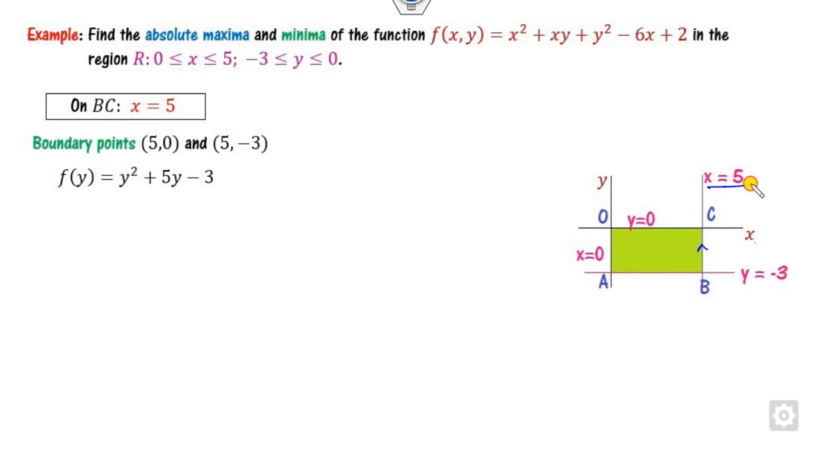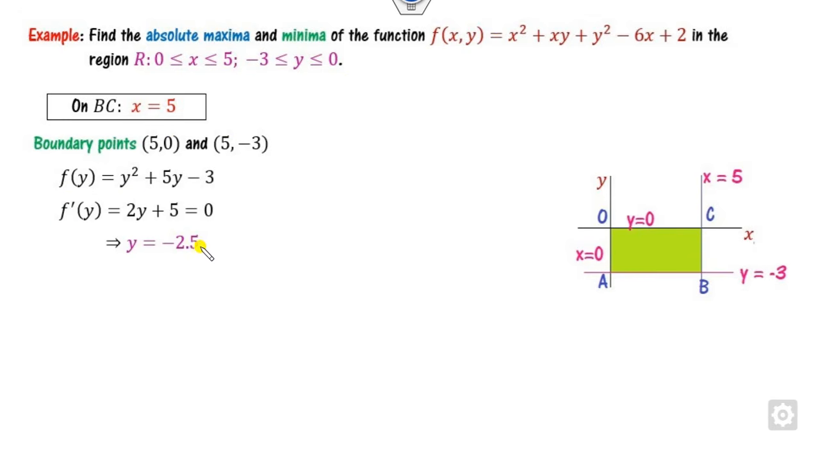On the line BC, x is equal to 5, which is given to you. What are the coordinates? This is 5 comma minus 3 and this is 5 comma 0. I can substitute x equal to 5 in here. You can get the function. Take the first derivative equal to 0. We can get the value of minus 2.5. Again, you can see minus 2.5 lies in between this region.